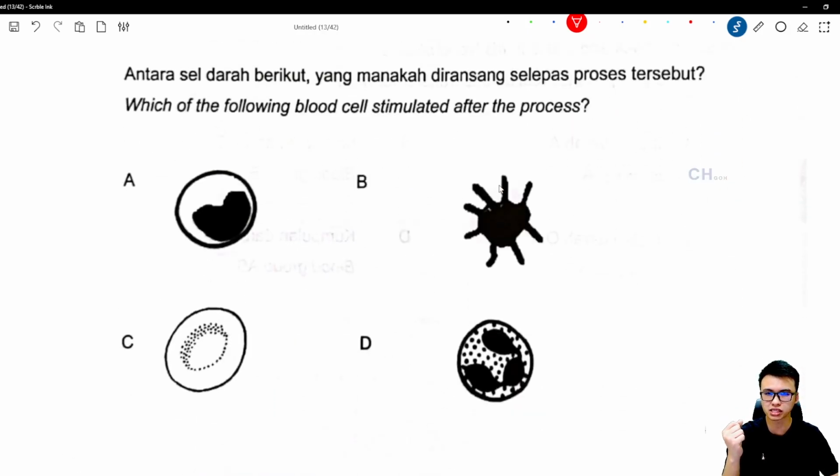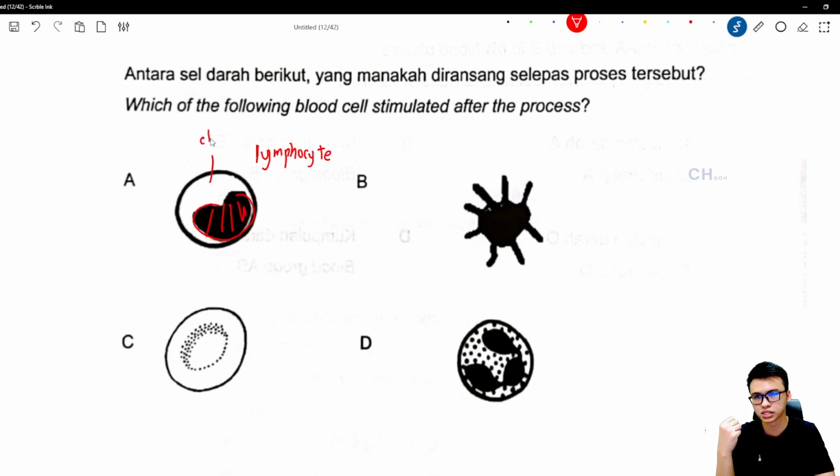So what is the white blood cell which is able to produce the antibody? The answer should be lymphocyte. For those who haven't memorized the 5 types of white blood cell yet, please go and memorize, because this is super important. So look at these questions. How do I know A is a lymphocyte? Because it has a big nucleus and the cytoplasm is clear. So big nucleus and clear, this is lymphocyte. Answer is A.